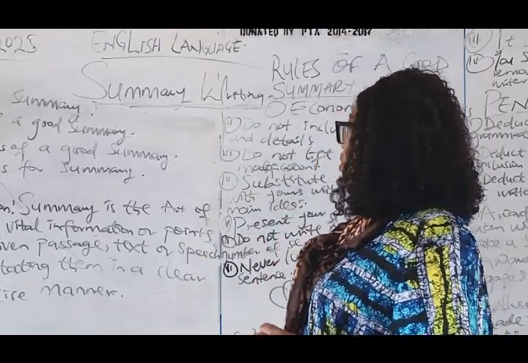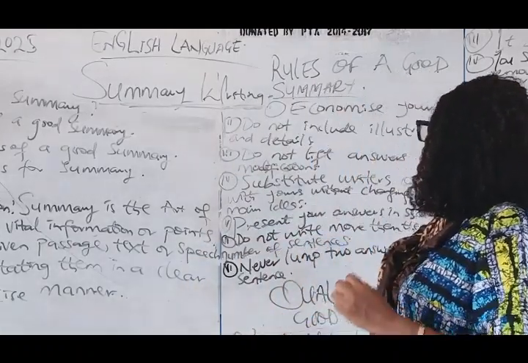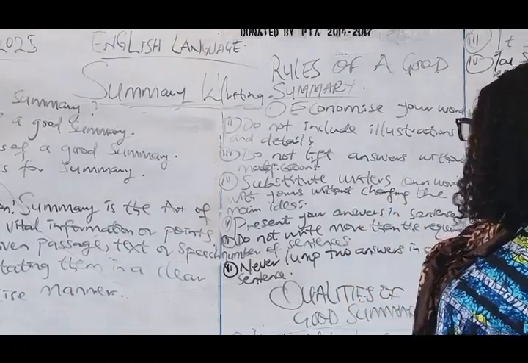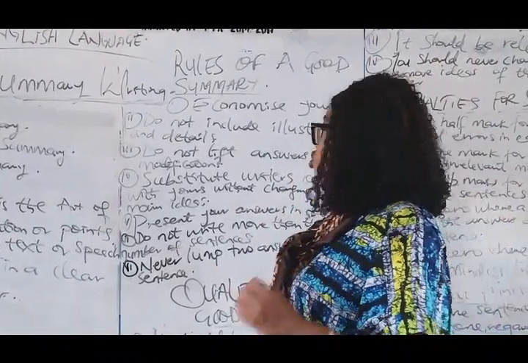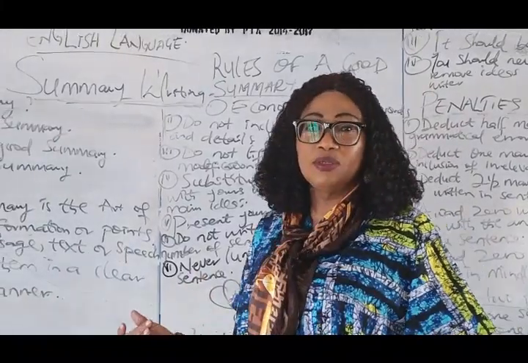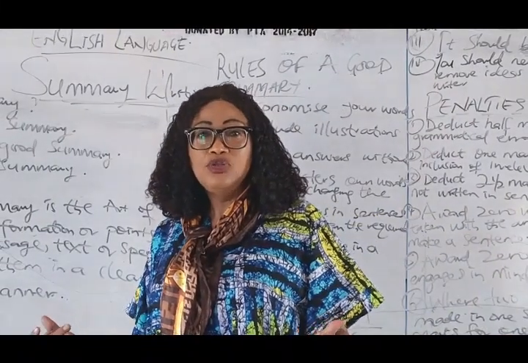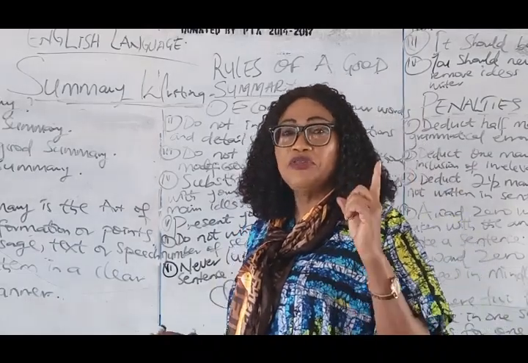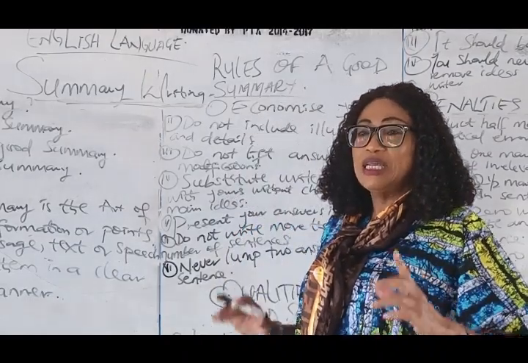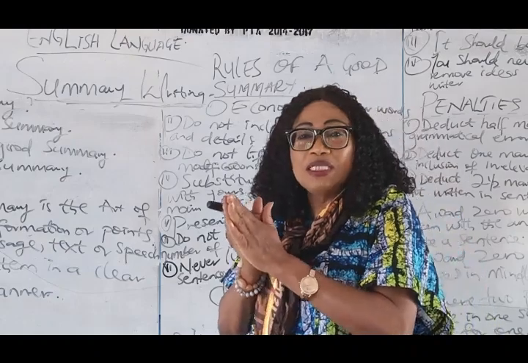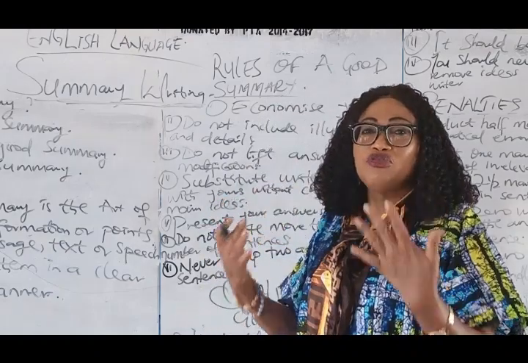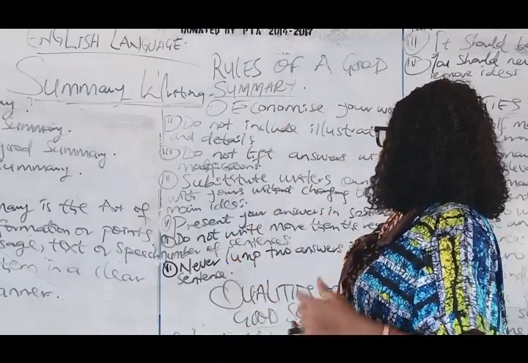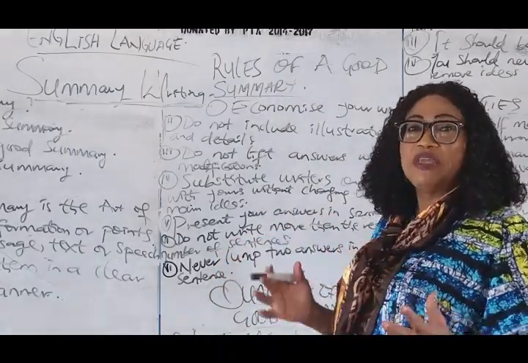Okay, I also said we're going to look at the rules of a good summary first, before we look at the qualities. The rules of a good summary. Do not include illustrations or details. This is very important. Do not include illustrations or details in your summary answer, because if you do, you're going to be penalized. Summary is the act of concising, making something brief. When you begin to illustrate, then you're going out of context. Take note of that.